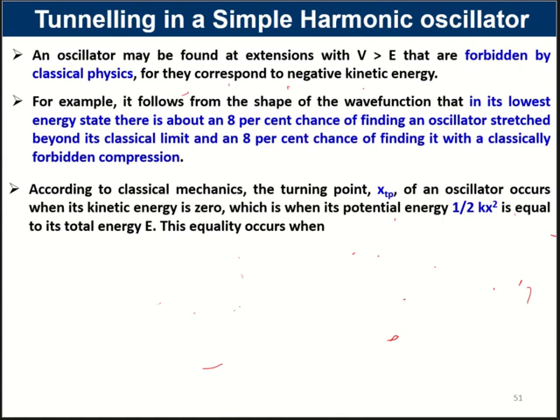And the potential energy is half kx square. So its total energy is E, and equality holds, and you have this half kx square. So you can roughly get the idea where the turning point will appear. Simply find where the turning point will be.